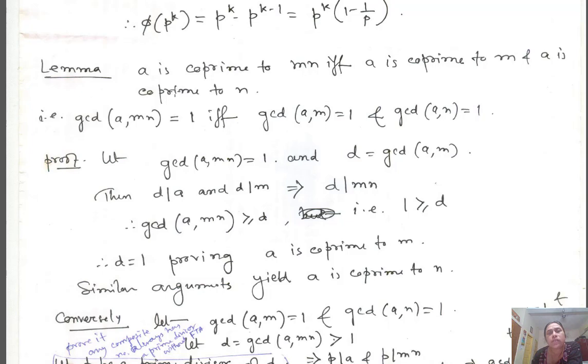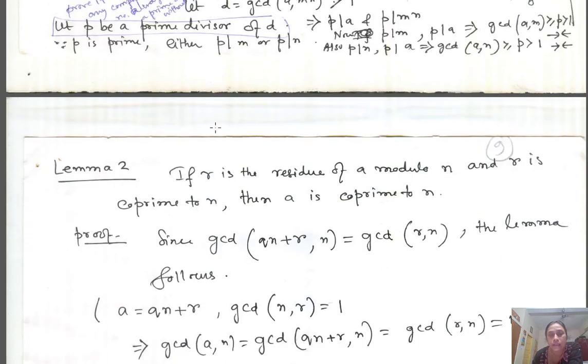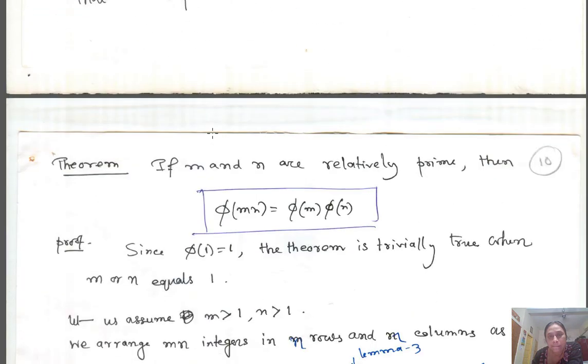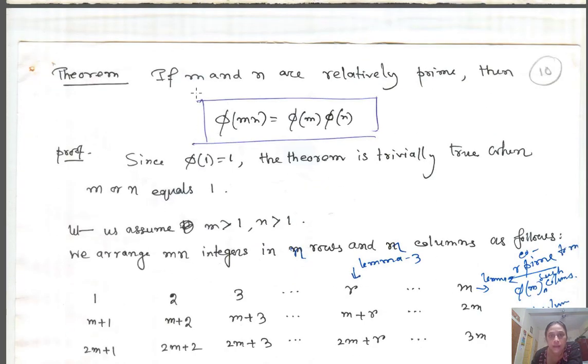Now to prove the second result, and mainly this: when m and n are co-prime, then phi of mn is phi m into phi n. That means this Euler's phi function is a multiplicative function. Phi of mn equals phi m into phi n provided m and n are co-prime. To prove this result, we have to prove certain lemmas. We are going to utilize certain lemmas. The third one, we will discuss that.